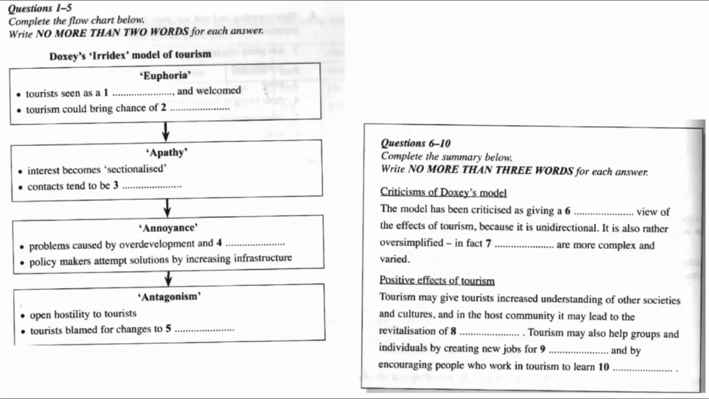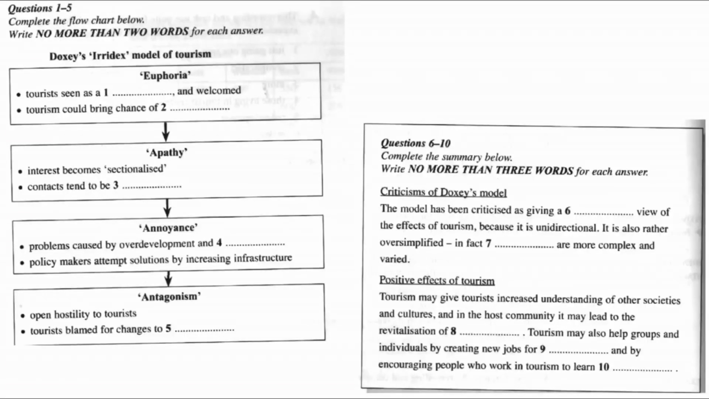As tourist development begins to increase, however, local interest in the visitors becomes sectionalised. That means that some sections of the local population become involved with tourists, while others don't. And it is increasingly the case that commercial rather than social factors are influencing relationships between tourists and the host community. People are less interested in the tourists for their own sake. Doxey calls this stage apathy.